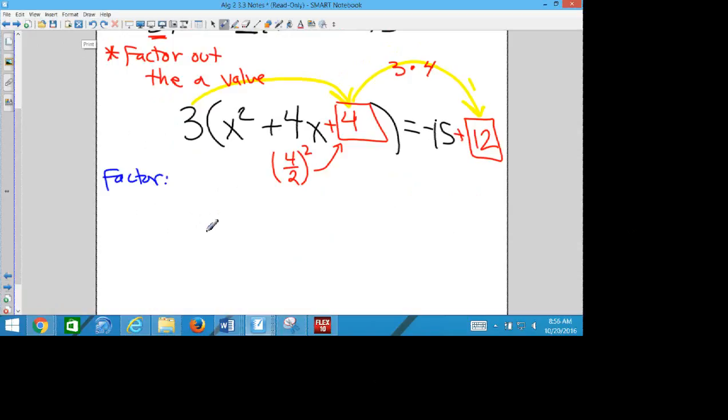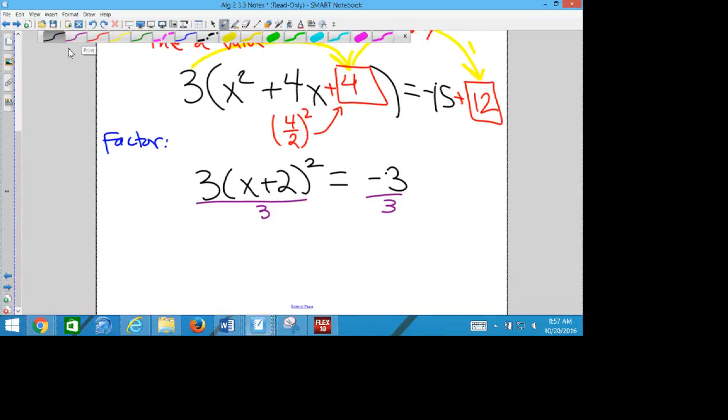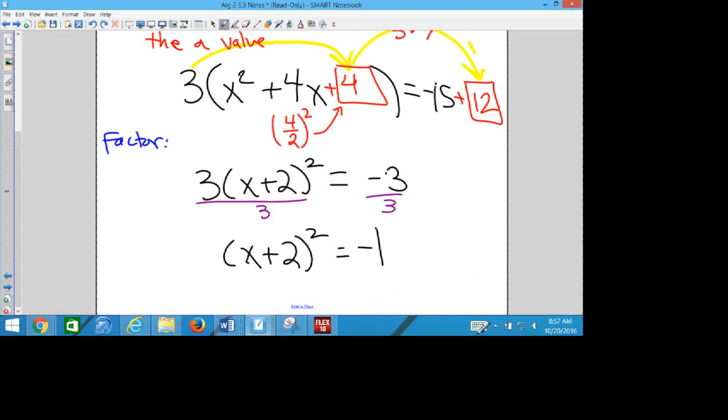Now we're going to factor. We're going to go back to what we were doing before. So this item had 3 parentheses, x plus 2 squared equals, on the other side, add those together, -3. And after we factor it, what did we do before? Square root. Except I got this number in front. So I'm going to divide by 3 first, then I'll do the square root. So divide both sides by 3. So I have x plus 2 squared equals -1.